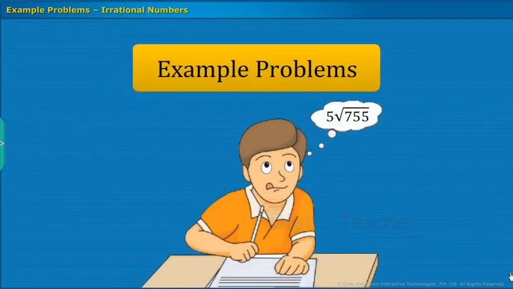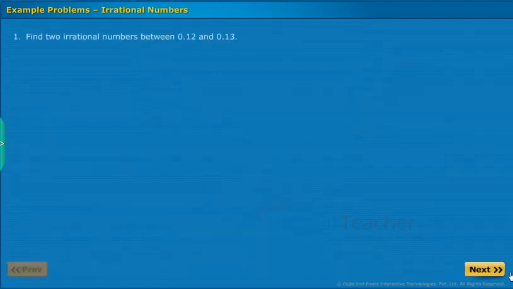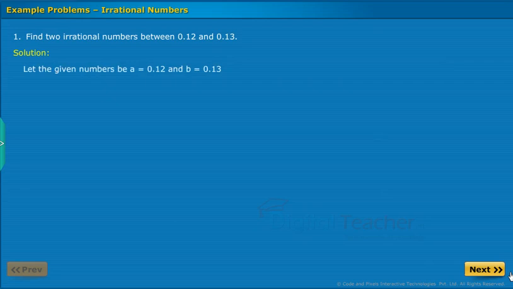Now, let us solve some example problems on irrational numbers. Find two irrational numbers between 0.12 and 0.13. Solution. Let the given numbers be a equal to 0.12 and b equal to 0.13.